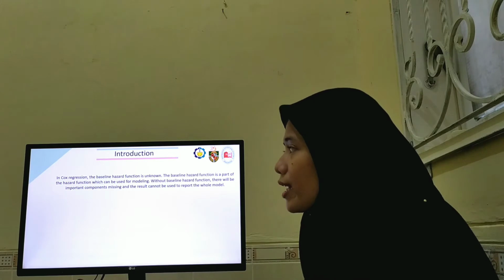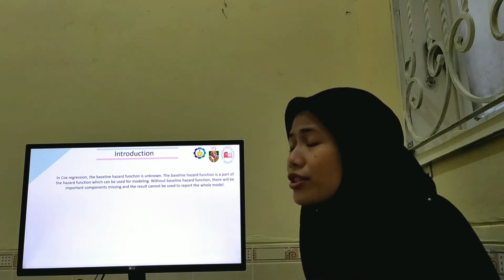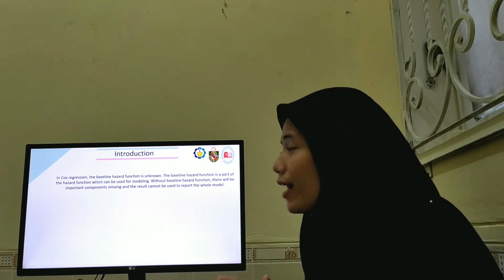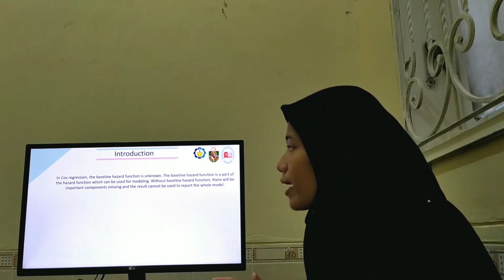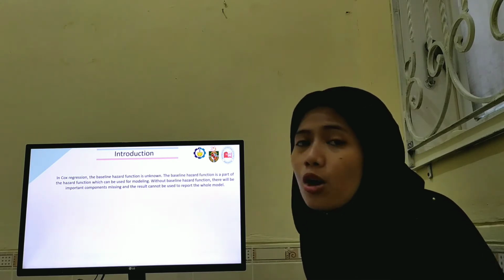In Cox regression, the baseline hazard function is unknown. Without the baseline hazard function, there will be important components missing, and the result cannot be used to report the whole model.